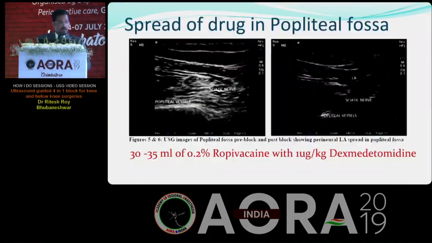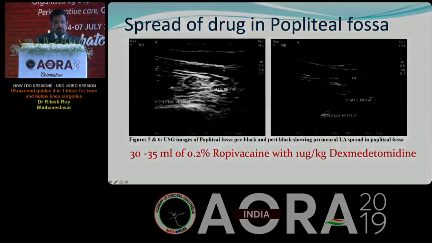And this was the drug spread in the popliteal fossa. This is a pre-block one. This is a sciatic nerve with no drug around it. And post-block, you can see a good halo of drug surrounding the sciatic nerve.